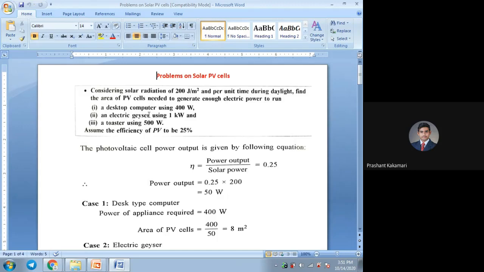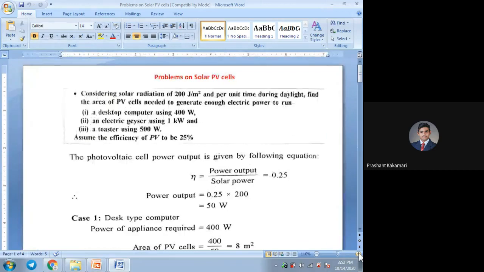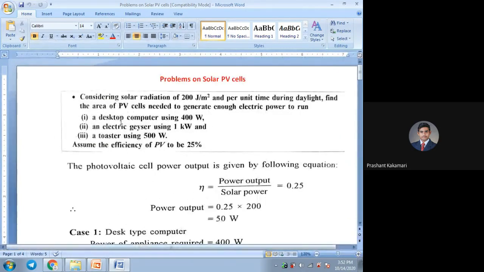One is a desktop computer using 400 watts, an electric geyser using 1 kilowatt, and a toaster using 500 watts. So these are the three devices. Based on the three separate devices, we can find the number of PV cells required, or we can also find the total number of PV cells required to run these three devices. Assume the efficiency of the PV cell is 25%.